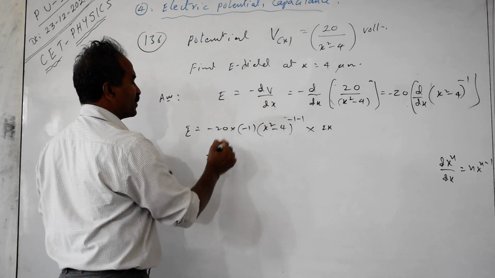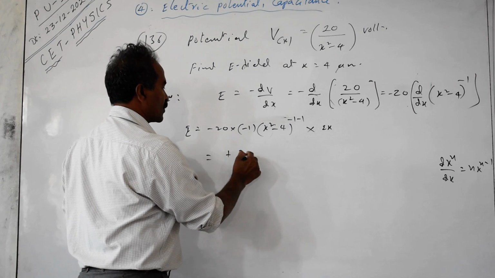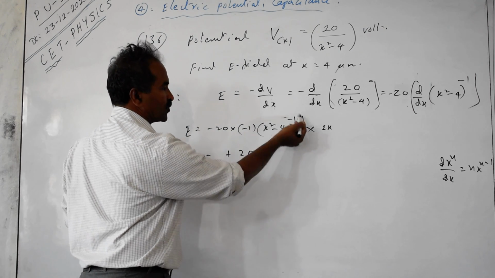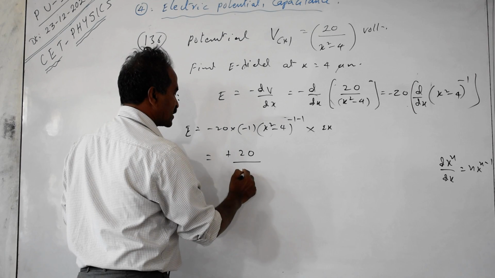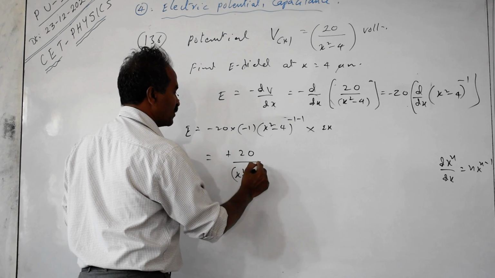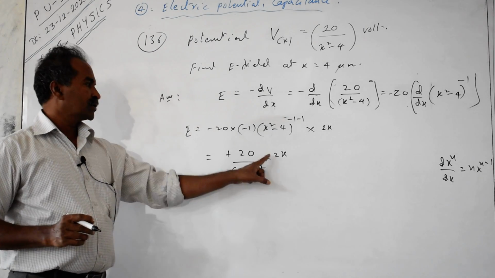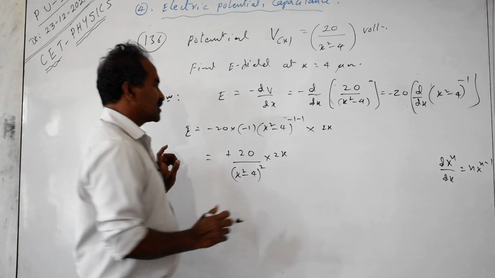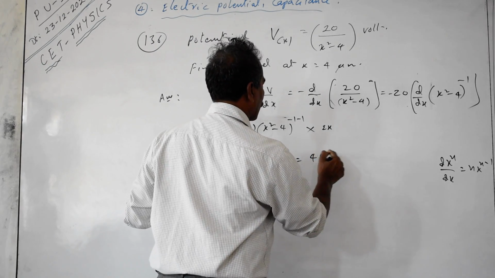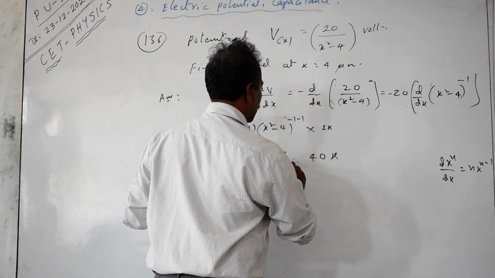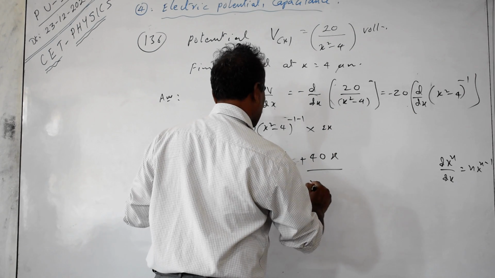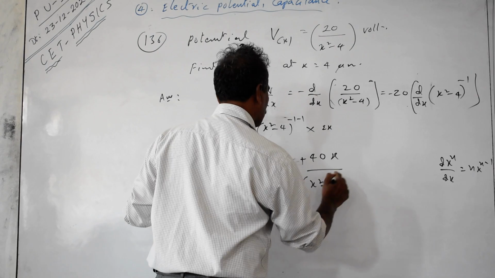This is minus into minus, which is plus 20, to the power of minus 2. Take it to the denominator again: (x square minus 4) whole square, into 2x. 2 into 20 is 40x, you will get. So E equals 40x by (x square minus 4) whole square.